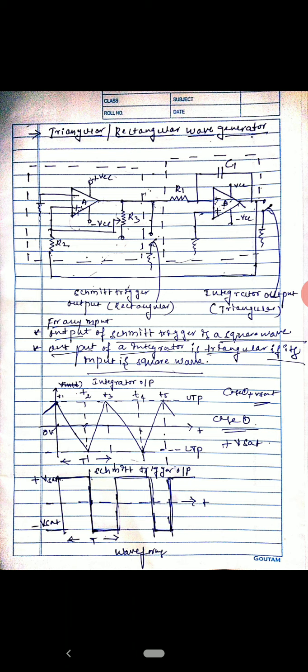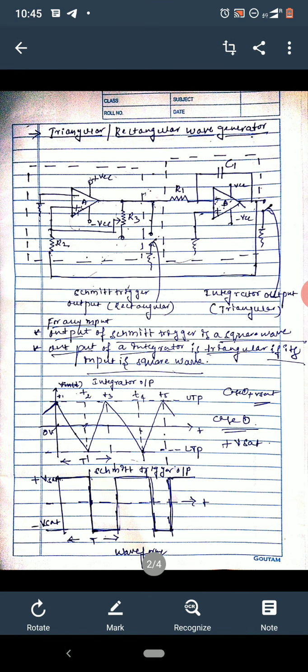Once at time t3 it attains the upper triggering point, again the Schmitt trigger output changes from minus V saturation to plus V saturation. So in this case t3 to t4, again a negative going ramp and next a positive going ramp. So like this the cycle continues.